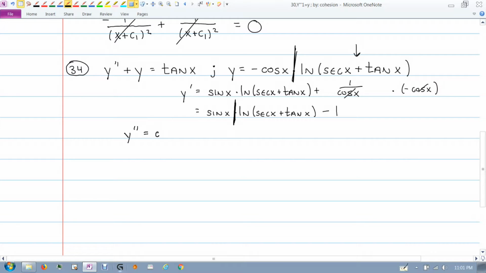So the derivative of sine is cosine times the natural log of secant x plus tangent x, and then plus the derivative of natural log of secant x plus tangent x. We already know, we just did that one a second ago, that's secant x, and then times the first function, which is sine x. These two together, that's 1 over cosine times sine, that's just tangent x. And then this is still the same.